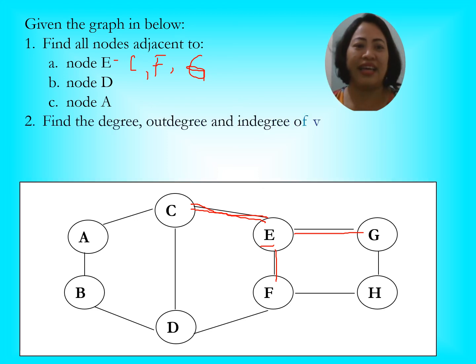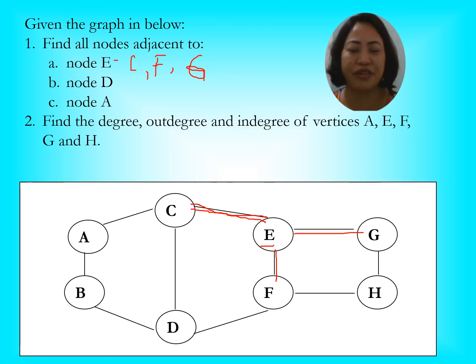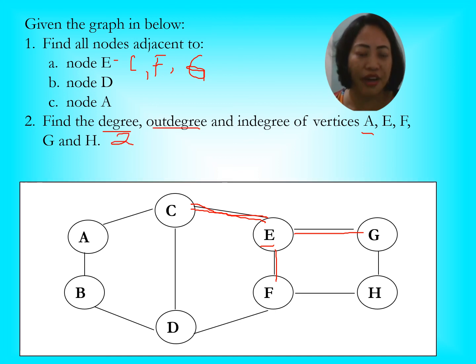Very good. And then find the degree, out degree, and in degree of the vertices A, E, F, G, and H. Let's have first the A, and then the rest you'll answer. Degree of A we have two. Out degree of A, 2. Very good. And in degree of A, again 2.